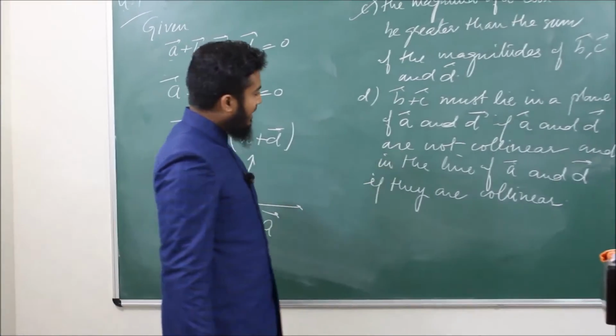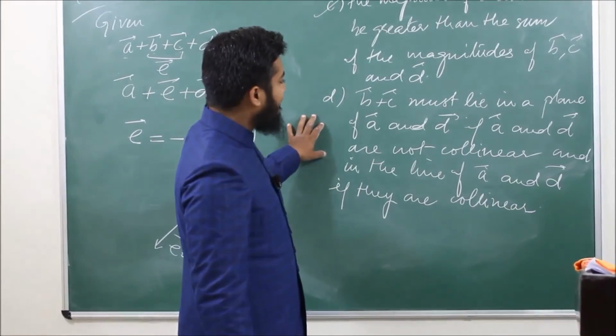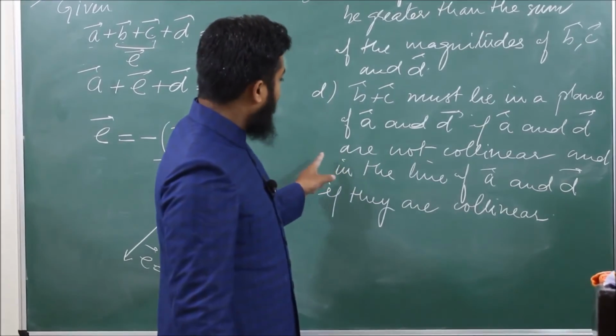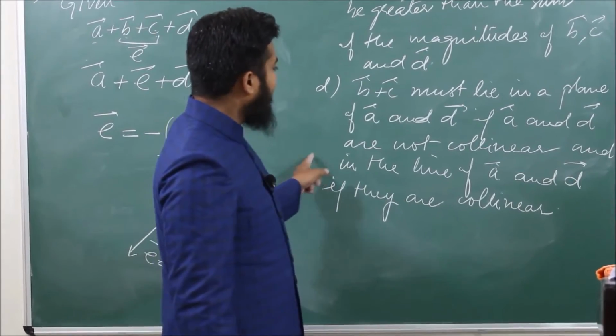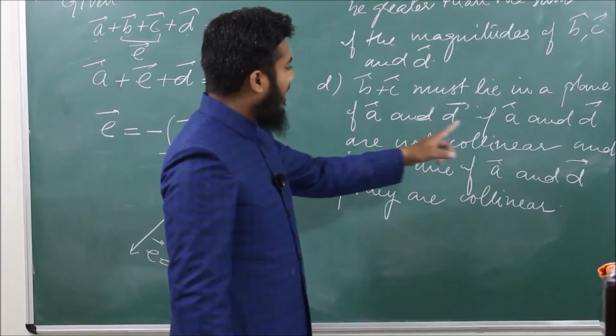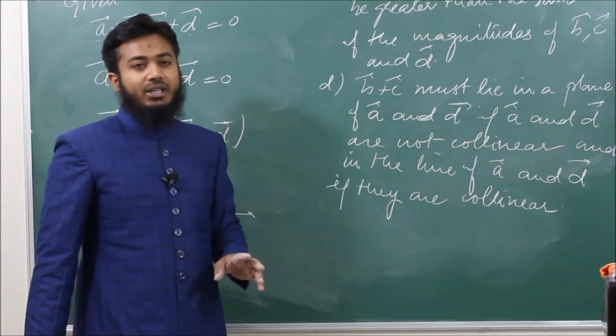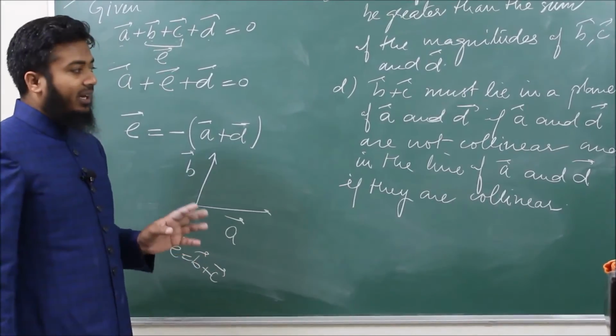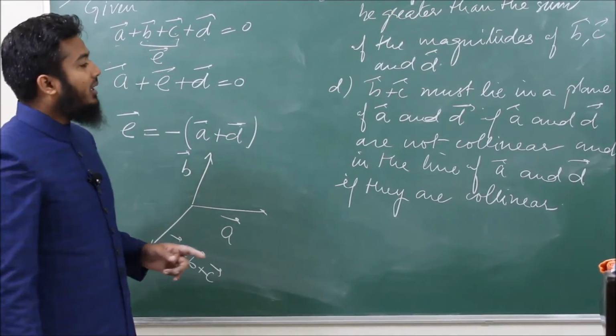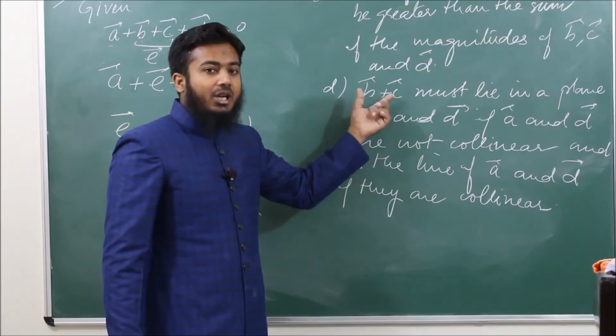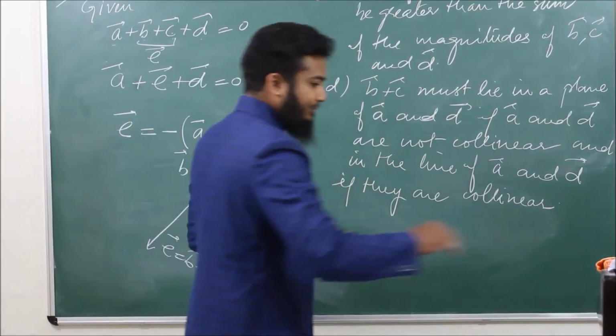And the next part of the statement says, if A and D are collinear, then B plus C must be on the same line. So if the vectors A and D are collinear, then this vector B plus C must be on the same line.